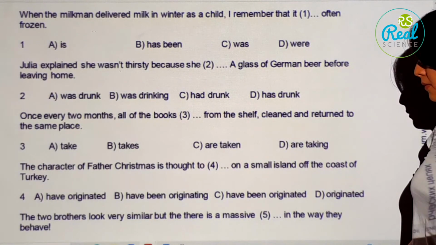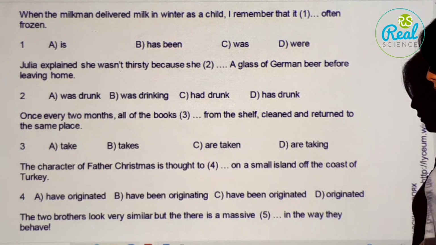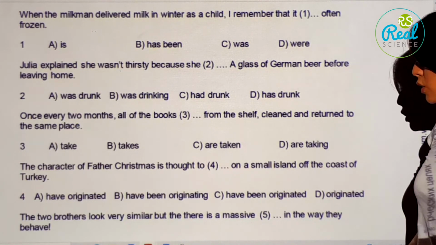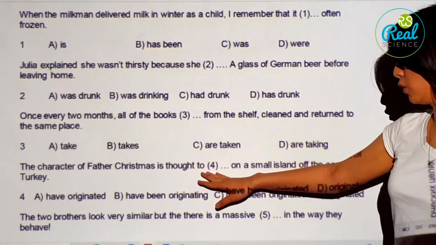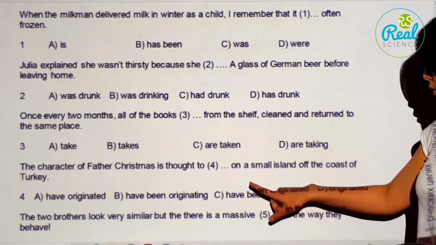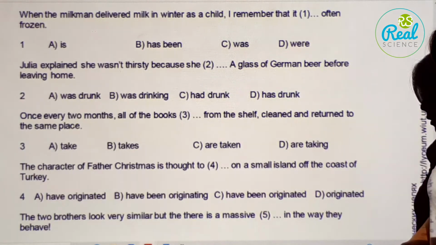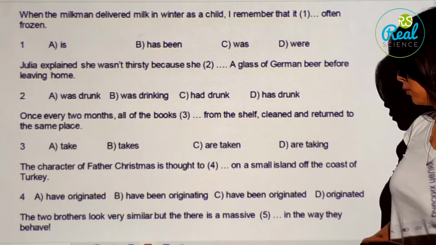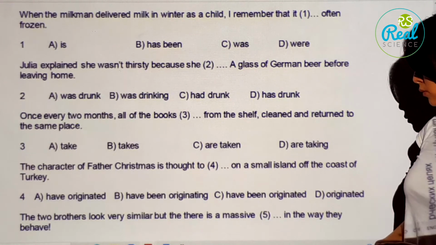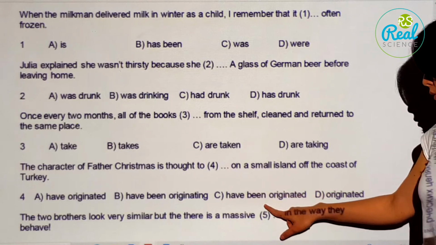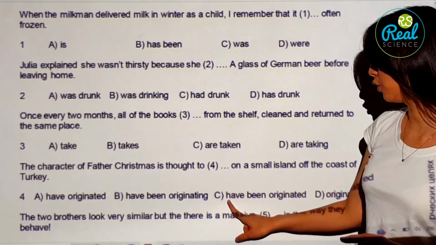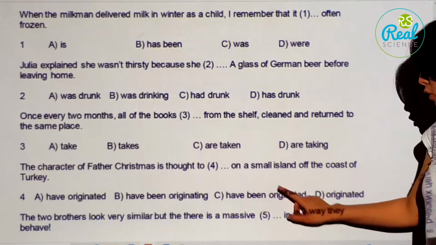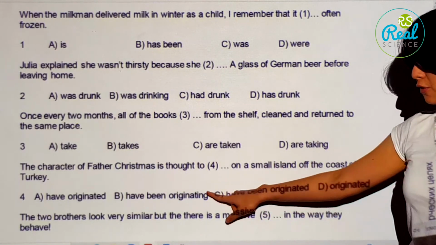The character of Father Christmas is thought to have been originated on a small island off the coast of Turkey. So the character of Father Christmas is thought to have been originated. To have been originated. Have been. I think that's C. It is C1. Very good. The correct answer is C1. So the character of Father Christmas is thought to have been originated on a small island. So this is the passive voice form, yes?